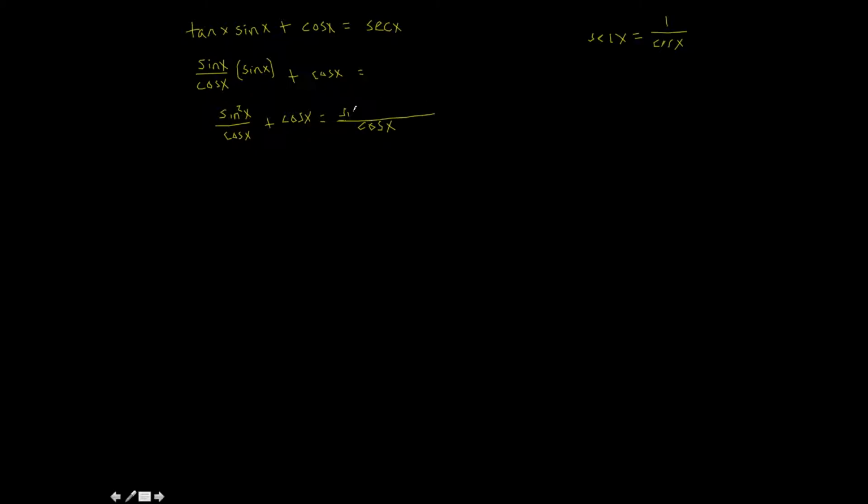Well, we already have the common denominator here. Now, when we get ready to do the common denominator here, it's still going to be cosine x, but we have to multiply the top times cosine x. So cosine x times cosine x is going to be cosine squared x.